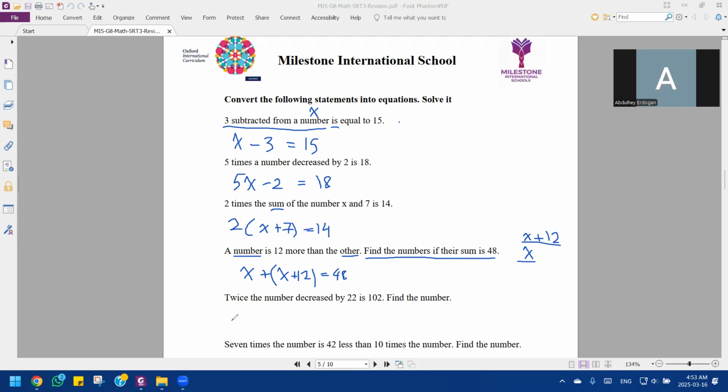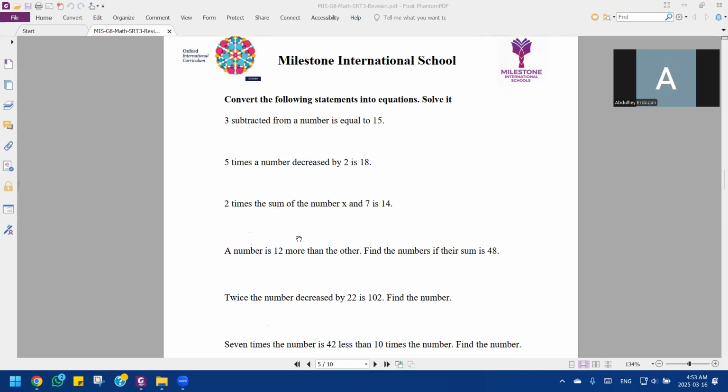Twice the number means times it by 2. Twice the number decreased by 22 is 102. That's it. Next.